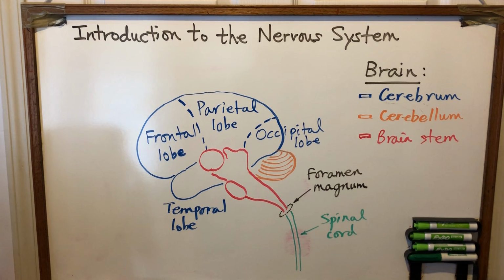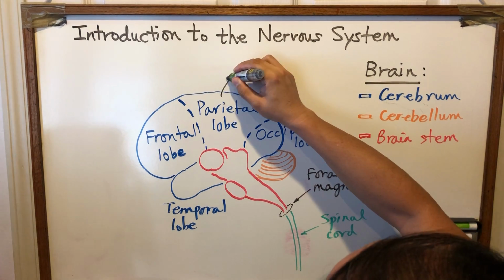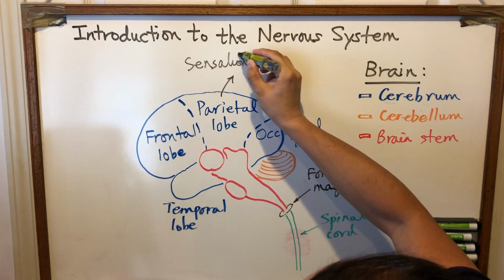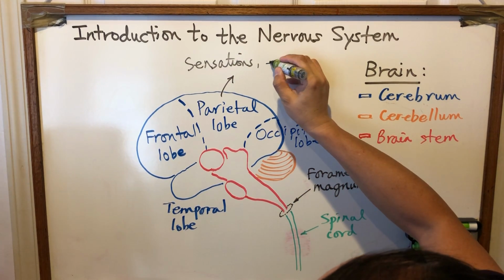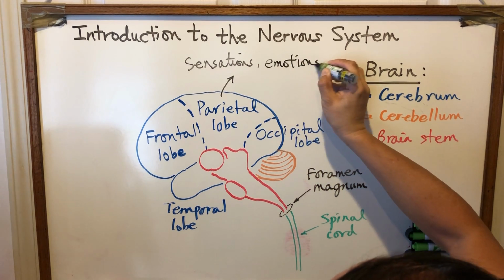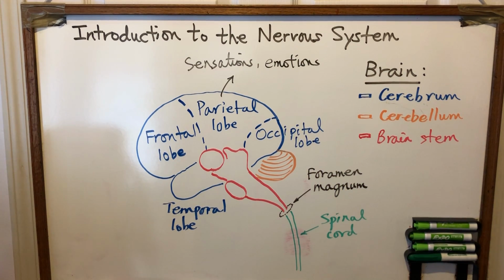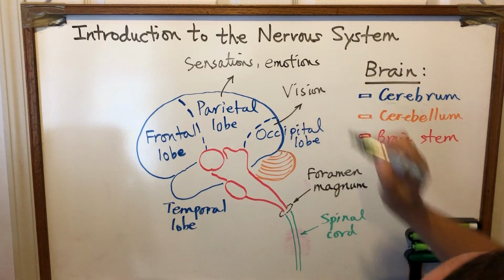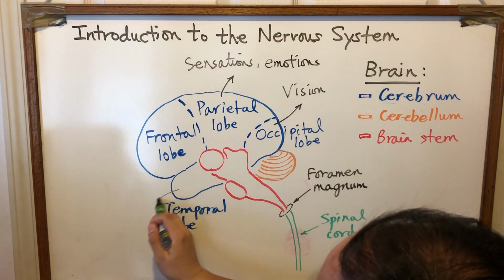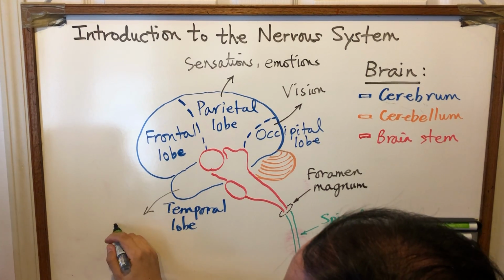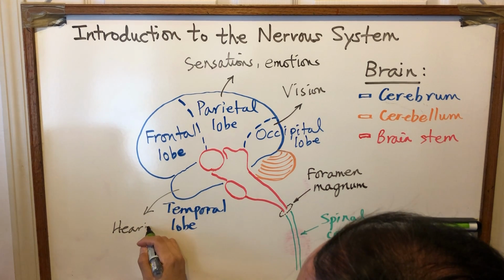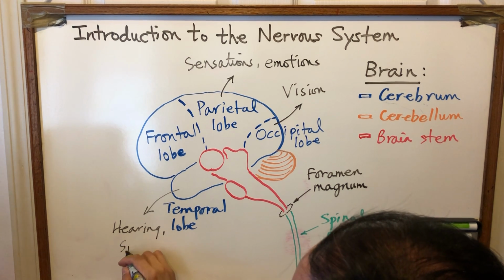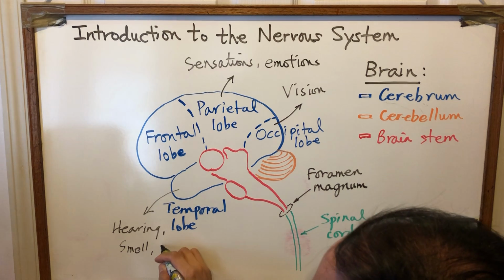For example, the parietal lobe is mainly for sensations only. So when you feel touch, pain, pressure, even your emotions are processed in the parietal lobe. The occipital lobe is mainly for vision. The temporal lobe, because it's close to your ear, is for hearing. But it's also for the other two special senses like smell and also taste.